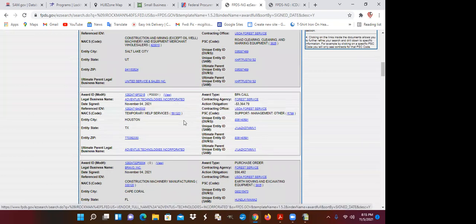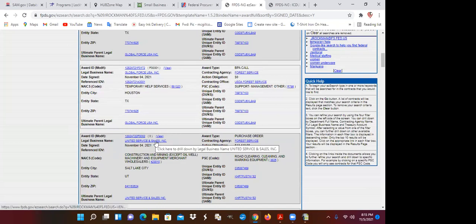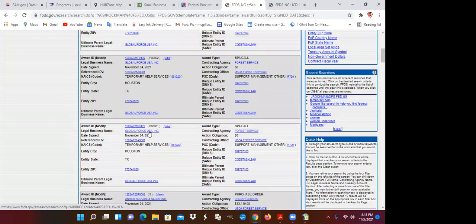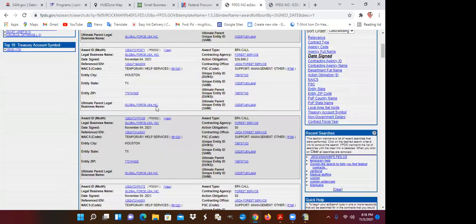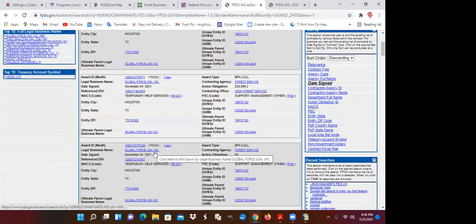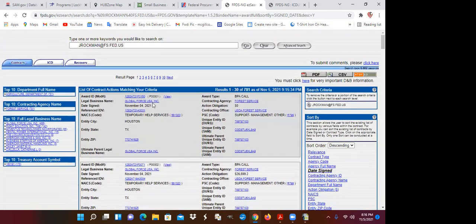Adventist Technology Incorporated was an option. United Service and Sales Incorporated was an option. Global Force USA was an option. Global Force came back and got another contract from them. They was an option again. Then they got another one. This is the third one that they got. That was another option. Then they come here and got another one. That's the fourth one. That was another option.